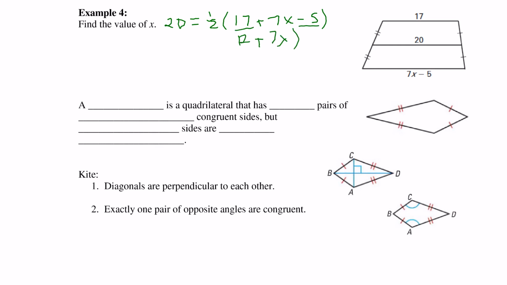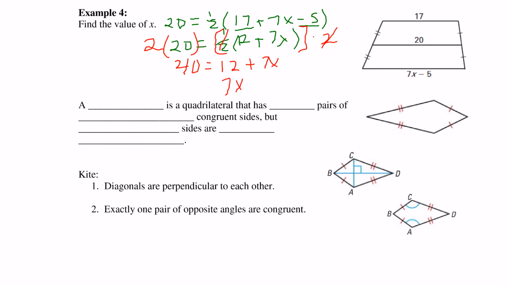An easier way to get rid of the 1/2 is if you multiply both sides by 2. That's an easier way of getting rid of it. So we end up with 40 equals my 12 plus 7x, because it's going to cancel out those two numbers right there. So I subtract my 12, I get 28 equals my 7x, so x is going to equal 4.